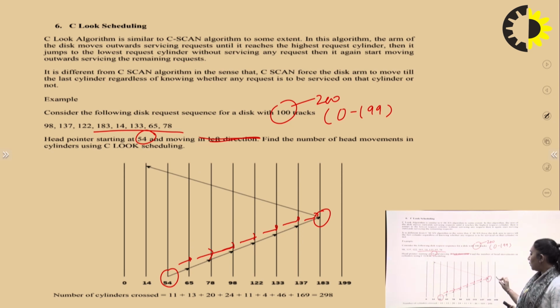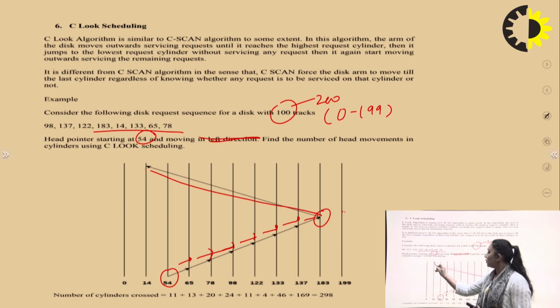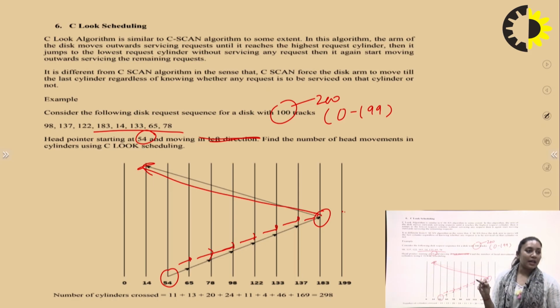to go to 199, right? We just need to scan and look. Then we move backward in the left direction to the element 14, and the number of head movements is 298, by subtracting the adjacent elements and adding all of them, right?